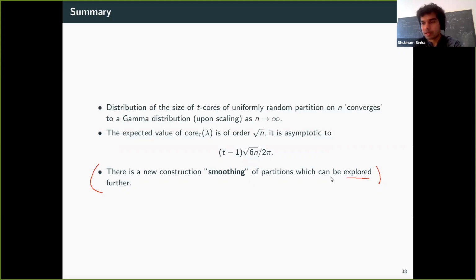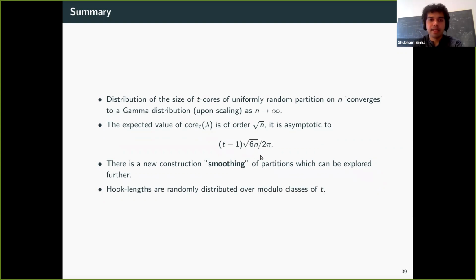So this is something which we discussed, and at the end we showed this nice result that hook lengths are randomly distributed over modulo t, as n tends to infinity. So this may look as expected, but if you think about it, if you take a core partition, then this is certainly not true because there is no multiple of t, no 0 mod t, in the hook lengths. So it clearly uses the fact that the cores are very small in expectation.